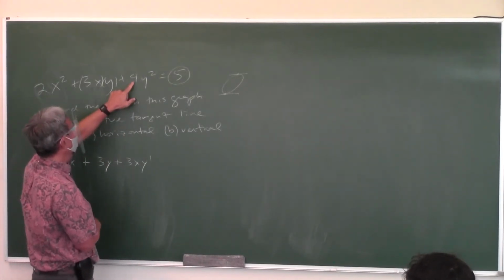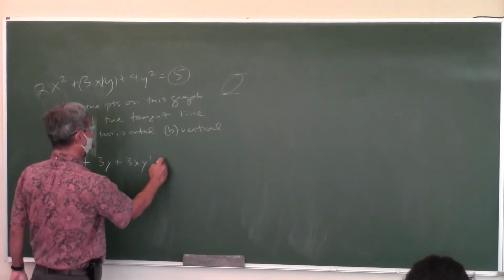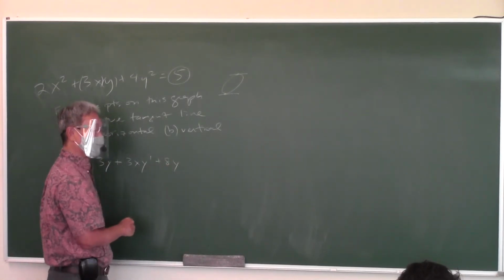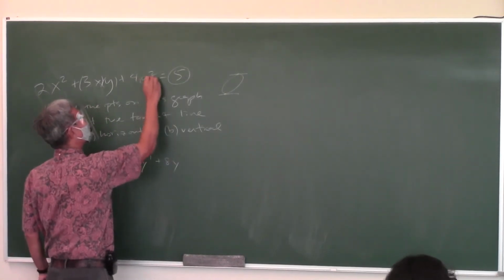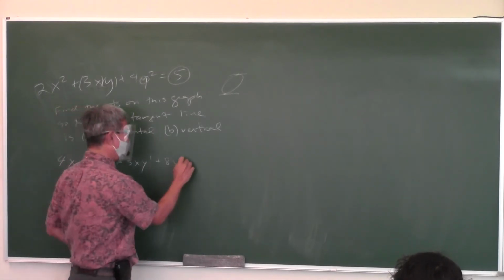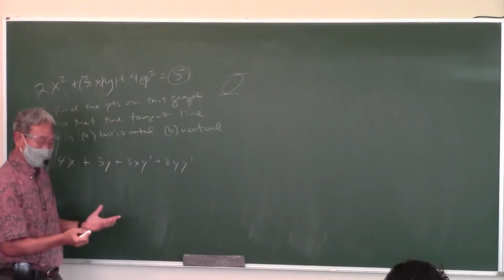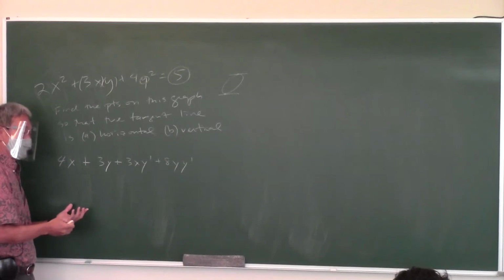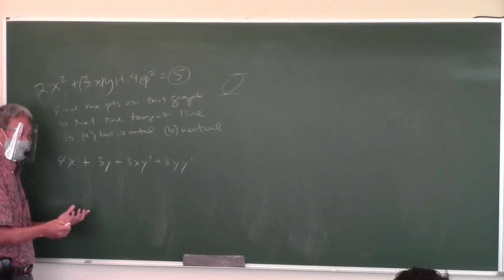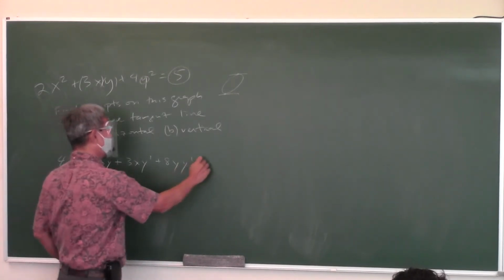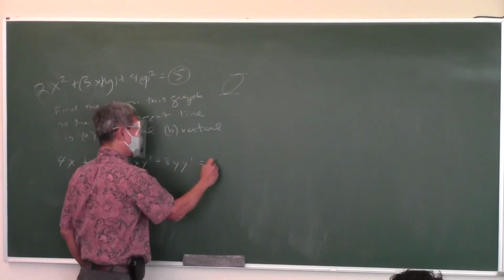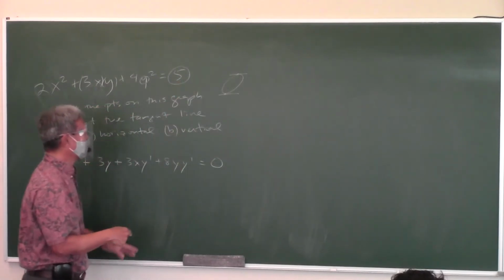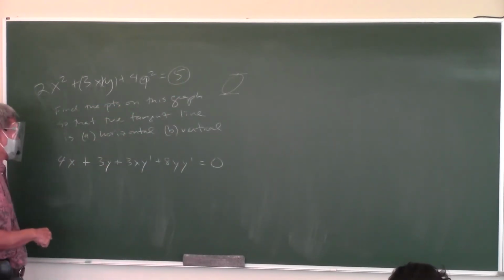And then what's the derivative of 4y squared? Is it just 8y? No, because the derivative of y is y prime, right? Remember? That's why you did last night's homework. There was homework last night. Equals, and of course the derivative of any number is 0. So no matter what number I put there, like I said, I'm going to change it later.